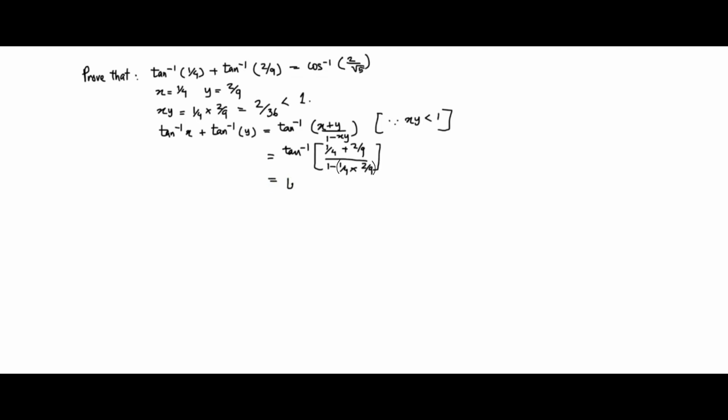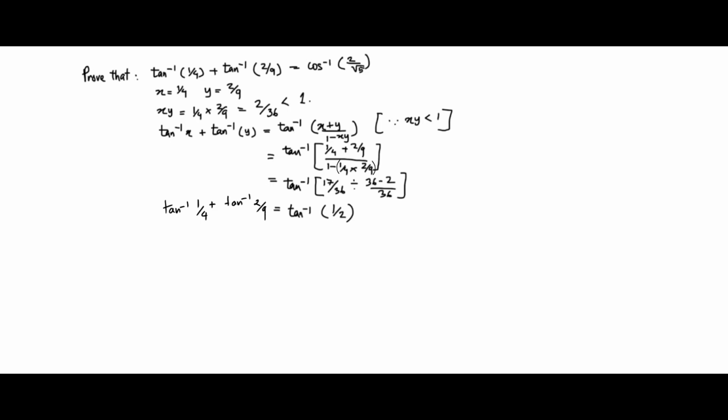on simplifying this you will get 17 over 36 divided by 36 minus 2 over 36. On simplifying this you will get tan inverse of half. Now you get tan inverse of 1 over 4 plus tan inverse of 2 over 9 equal to tan inverse of half.